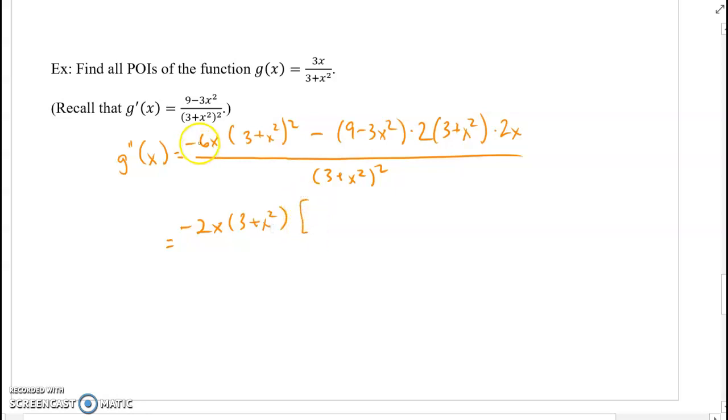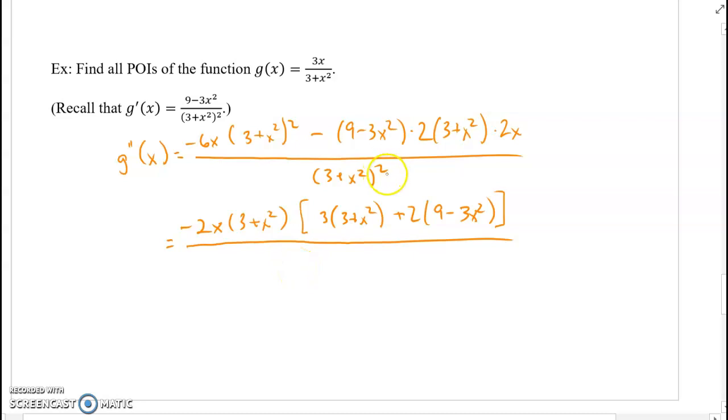Okay, so negative 6x turns into 3. We still have 3 plus x squared here. The negative is gone, the 2x is gone, but we still have a 2, so plus 2. The 3 plus x squared is gone, but the 9 minus 3x squared is still hanging out. And we've got that over, oh, this should be to the fourth, shouldn't it? Squared. So 3 plus x squared to the fourth. When we reduce, we get one of those goes away with one of these 4.